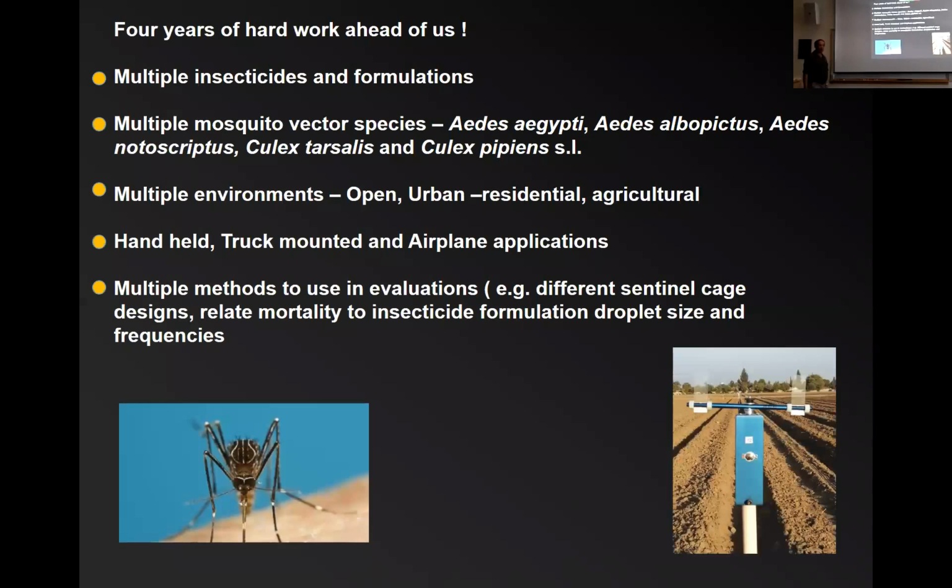So there's 4 years of hard work ahead of us. There are multiple insecticides and formulations that need to be evaluated. We've just had deltamethrin, which is known as DeltaGuard, approved for use in California. So I'm going to have to work with Dennis Candido and hopefully do some trials with deltamethrin, which seems to be the pyrethroid that Aedes aegypti and the Culex pipiens complex are most susceptible to in terms of the pyrethroid family of chemicals.